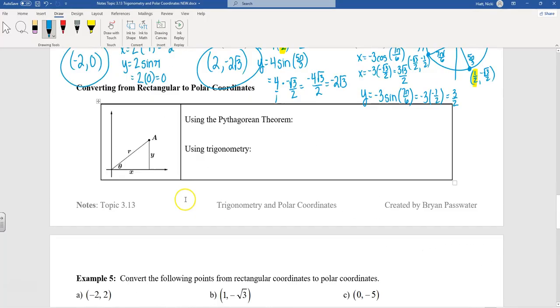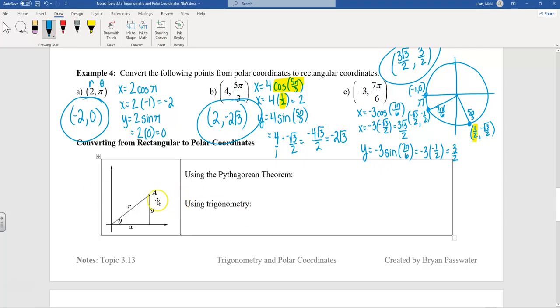Okay. The other thing you're going to have to do is go from rectangular coordinates to polar coordinates. Same idea, I've got that same picture. If I put rectangular coordinates together with polar coordinates, I get this right triangle right here. If I want to know the radius, I can use the Pythagorean theorem: x squared plus y squared equals r squared. So if I want the radius, I just square root both sides, and you get your radius is the square root of x squared plus y squared. That'll give me the radius every time.